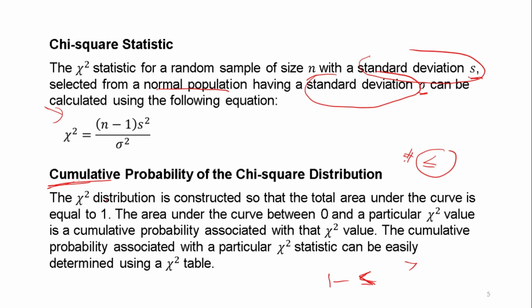Now, the chi-square distribution is constructed so that the total area under the curve is equal to 1. All distributions have the probability area under the curve equal to 1. The area under the curve between 0 and a particular chi-square value is a cumulative probability associated with that chi-square value. The cumulative probability associated with a particular chi-square statistic can be easily determined using a chi-square table.